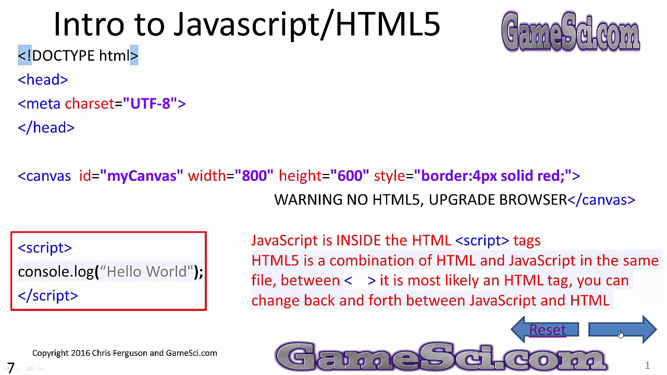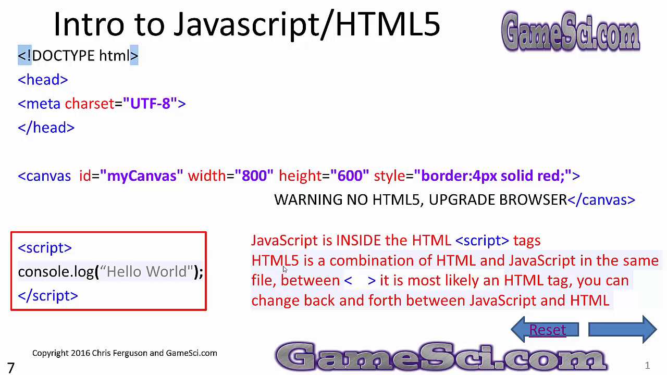Anything between those angle brackets, the less than and greater than, is most likely an HTML tag, right? This head tag at the top, that's HTML. This meta tag, that's HTML. The canvas tag is HTML. Technically, the script tags are HTML that says, okay, I want to write some JavaScript between my opening and closing script tags. You can change back and forth between JavaScript and HTML in this file.